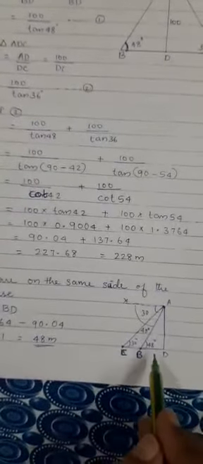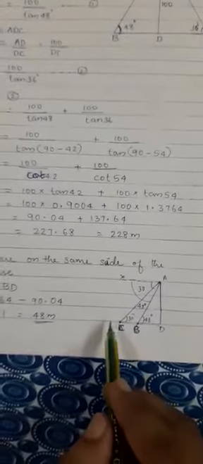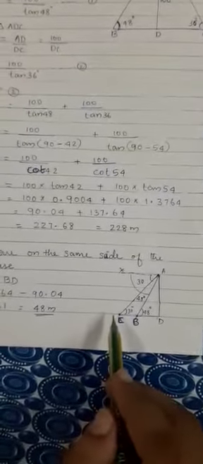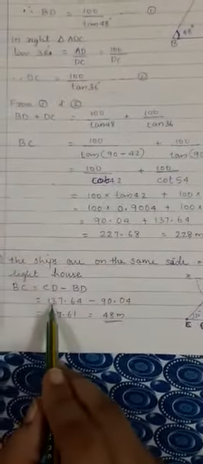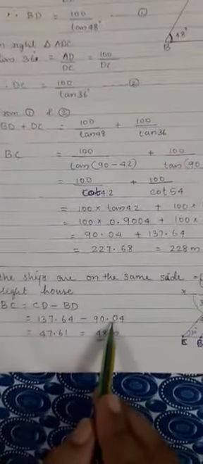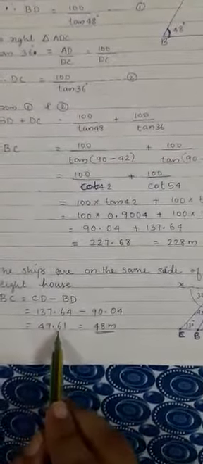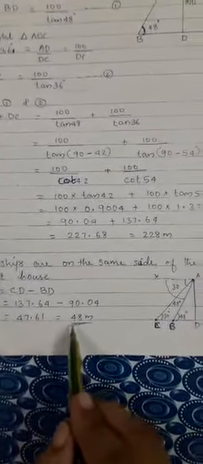BC is equal to CD minus BD. You know, we already found the values of CD and BD. So BC is equal to 137.64 minus 90.04, equal to 47.61, equal to 48 meter.